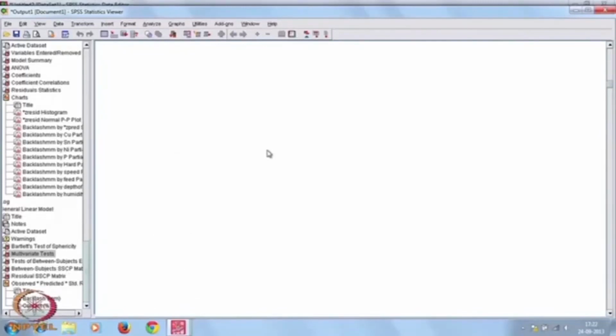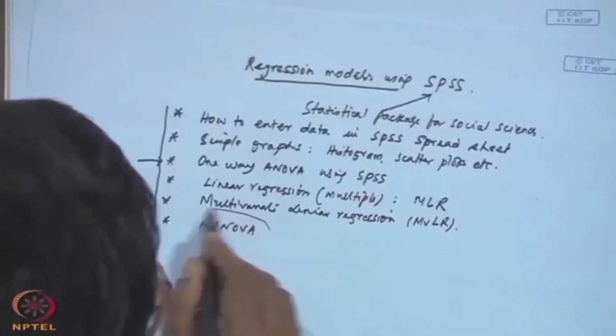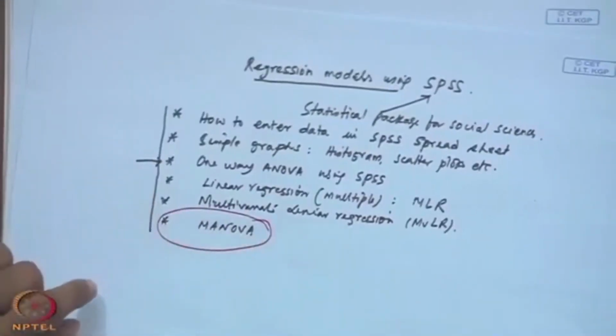So this is our multivariate linear regression using SPSS. Ultimately we have covered many things, but only one thing we could not cover till now, this MANOVA part. I think in some other class I will show you how MANOVA is used using SPSS, and for Minitab also we can think of some class. Okay, any question? Okay, thank you very much.